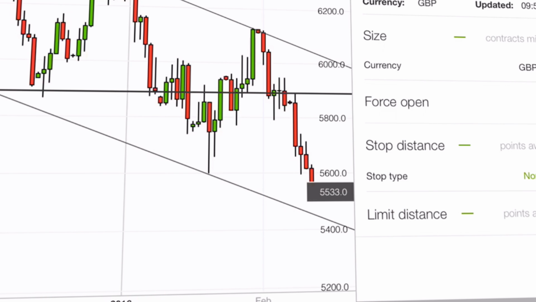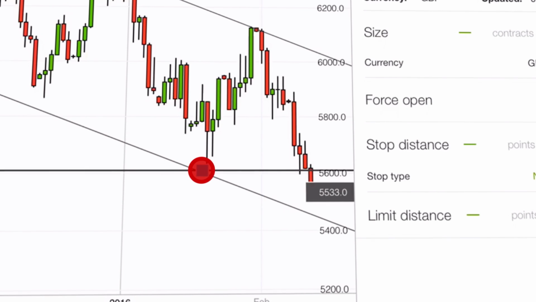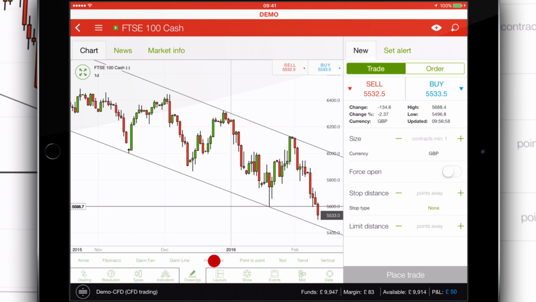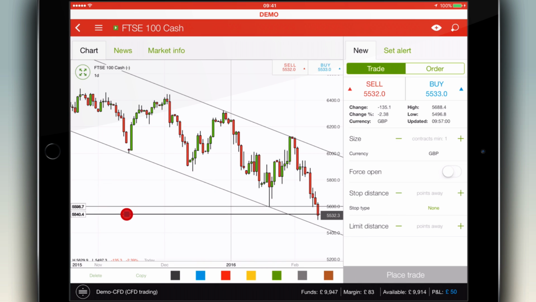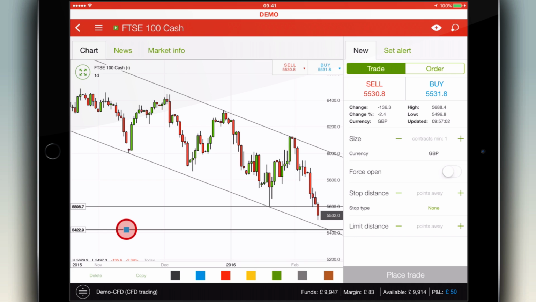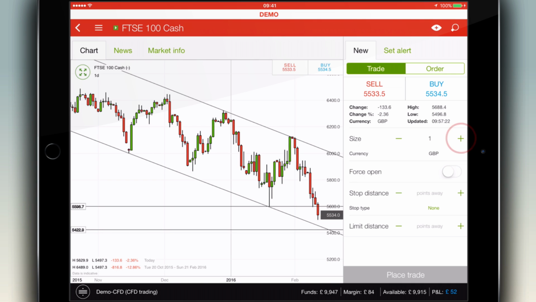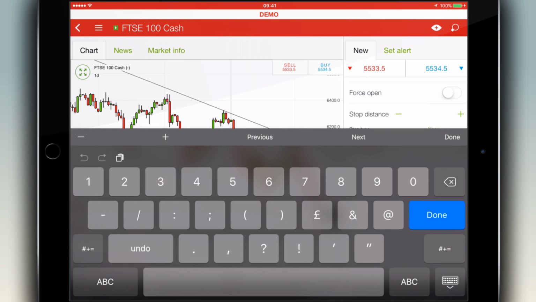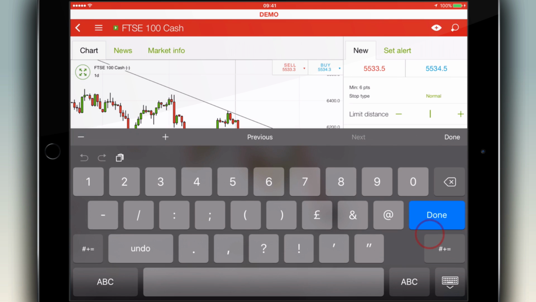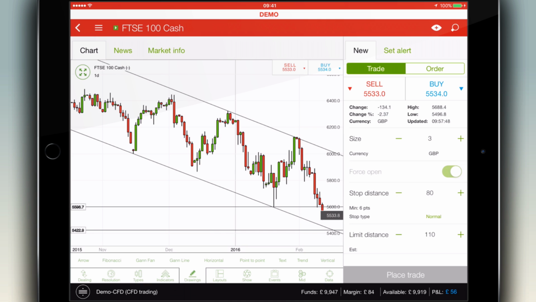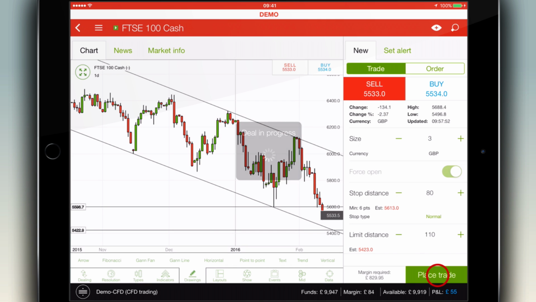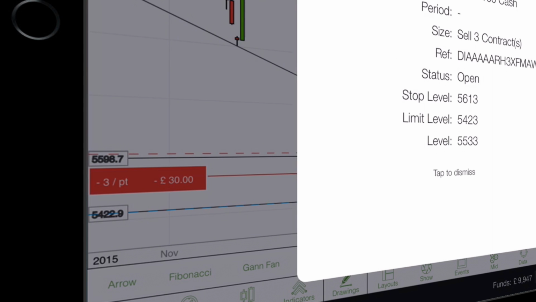Having seen the FTSE 100 break through that support area around 5600, we now expect it to continue lower, and we have placed a trade in the direction of that move. We've sold the FTSE with 3 contracts, and we've put a stop in at 80 points away, just above that previous support level of 5600. We've also put in a limit order of 110 points away, down towards the next key support level of 5425.